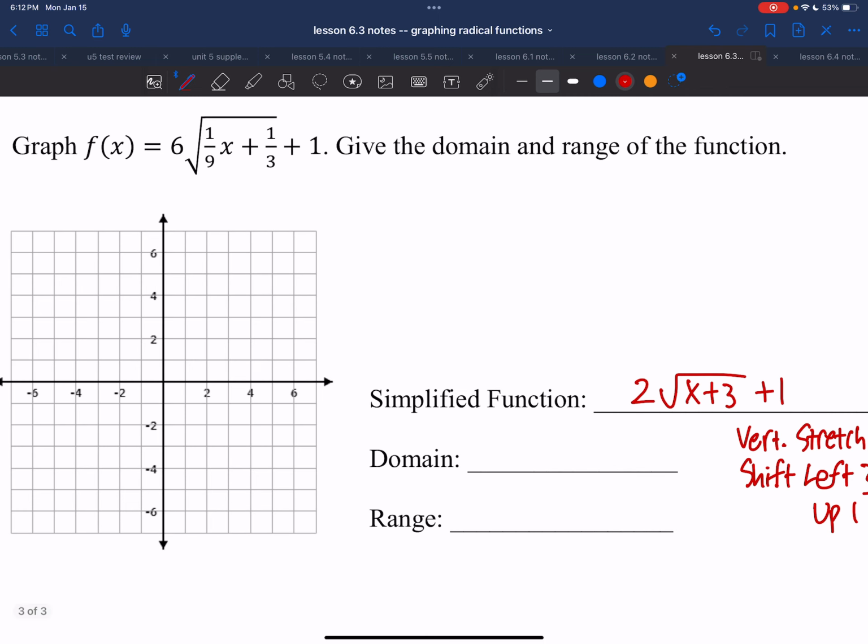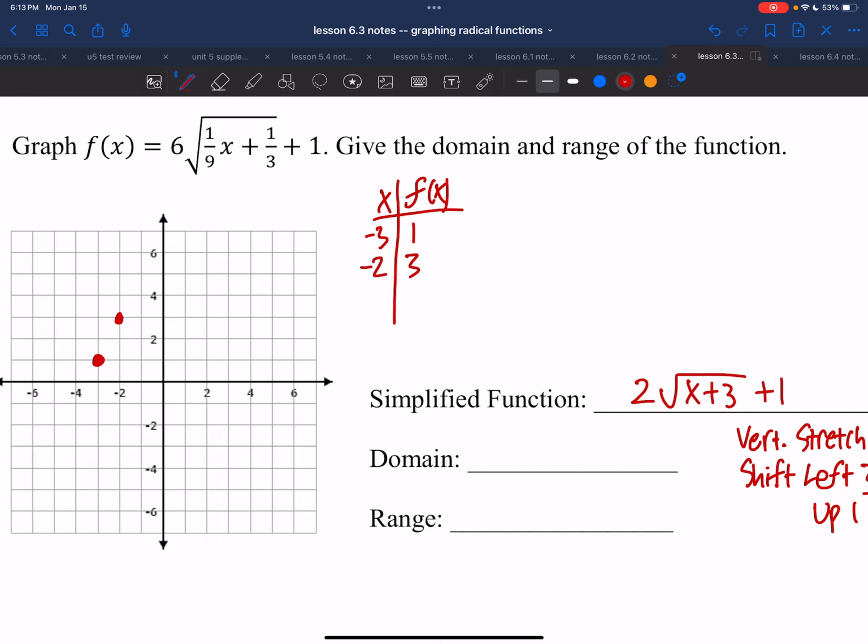So left 3, up 1 means I could put a point right there for free. That's the endpoint of my square root function. We'll just plug in points here: -3, 1. If I plug in -2, I get the square root of 1, which is 1, times 2 is 2, plus 1 is 3. So -2, 3 is right here.